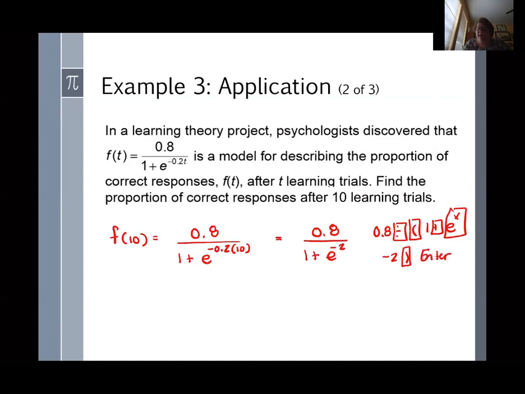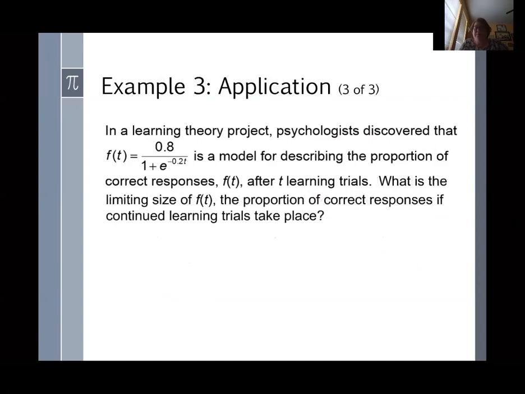So when I do that, I should divide 0.8 by 1 plus e to the minus 2. And when I do that, I get f of 10, approximately 0.7. Probably should use the squiggly equal there because it's an approximate value. So after 10 learning trials, the proportion of correct responses is 0.7, or if you want to think of that as a percentage, 70%.